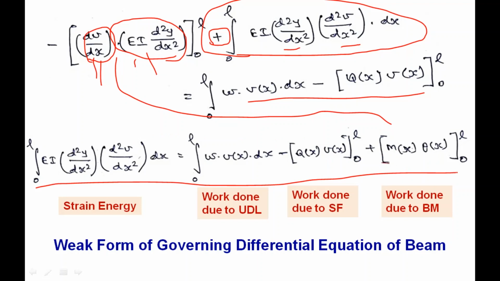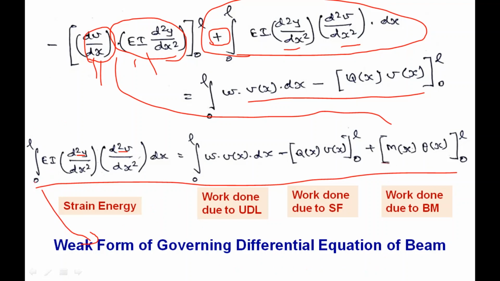Why is it called the weak form? In the actual governing differential equation, the order of the differential operator is 4. That order of the differential operator is reduced by half. Here the order of differentiation is only 2. That is why it is called a weak form of the governing differential equation of the beam problem. We will see the physical meaning of this equation.